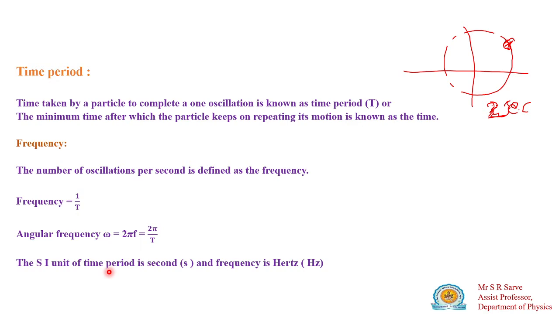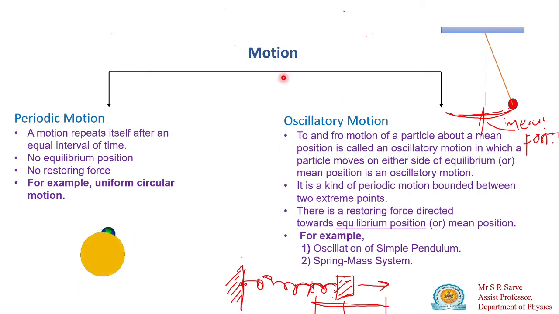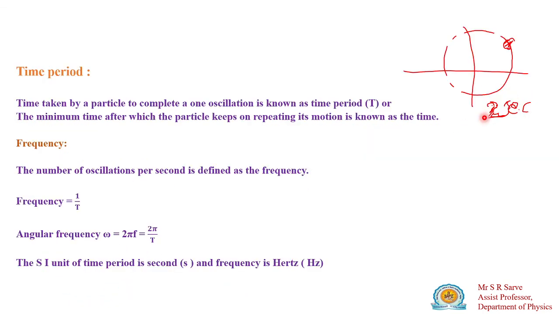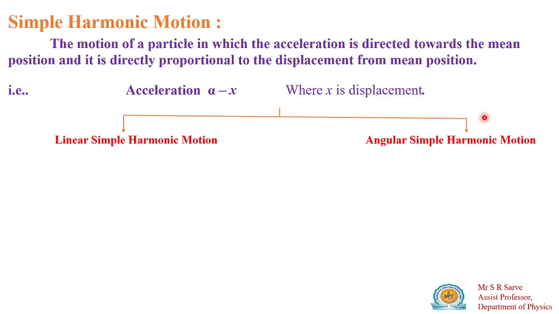So in these two lectures, what you have learned is what is meant by motion, what is periodic motion, the motion which repeats after a regular interval of time, and what is oscillatory motion, the motion of a particle about a mean position. And what is meant by time period and what is meant by frequency.